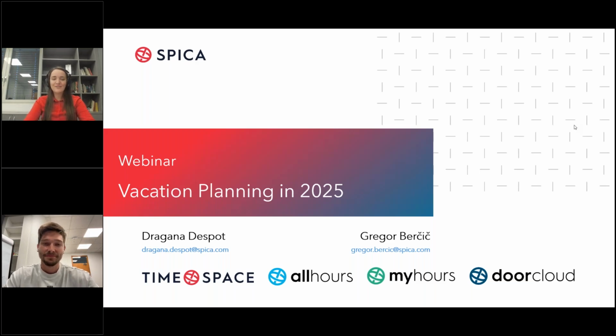Today's topic is highly relevant as we approach the new year, when companies start planning and scheduling their leave for 2025. This often involves coordinating work processes, employee preferences, and legal requirements. By using the All Hours system, you can significantly simplify leave management, reduce administrative errors, and most importantly, of course, save time.